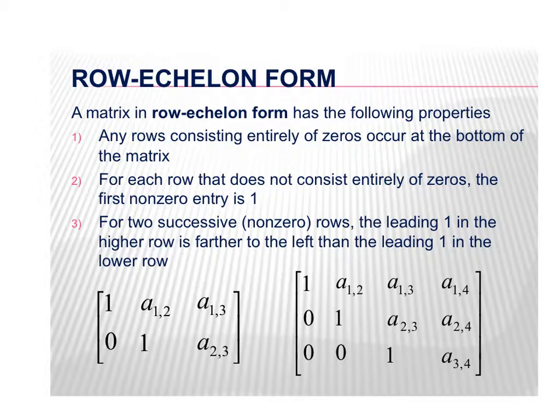So technically what you're looking for is a diagonal of 1s with zeros to the left of it, or zeros underneath it, okay? Diagonal of 1s, zeros underneath it or to the left of it. You can have numbers to the right, and you will in row echelon form, but you want those 1s to be there. And again, if there's a row of zeros, it's all the way at the bottom.